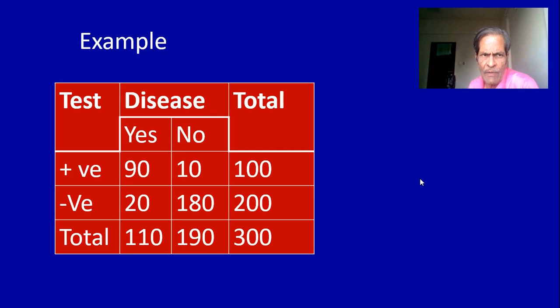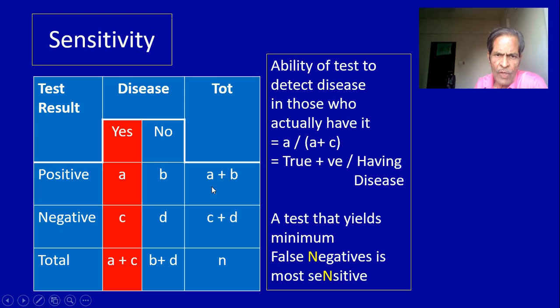So this is an example of the result that we may obtain wherein on 300 individuals both the tests were carried out, that is the gold standard and the new test. This is a hypothetical example, and we obtained a result something like this. 90 individuals were true positives, 180 individuals were true negatives, 20 were false negatives, and 10 individuals were false positives. So how do we calculate now?